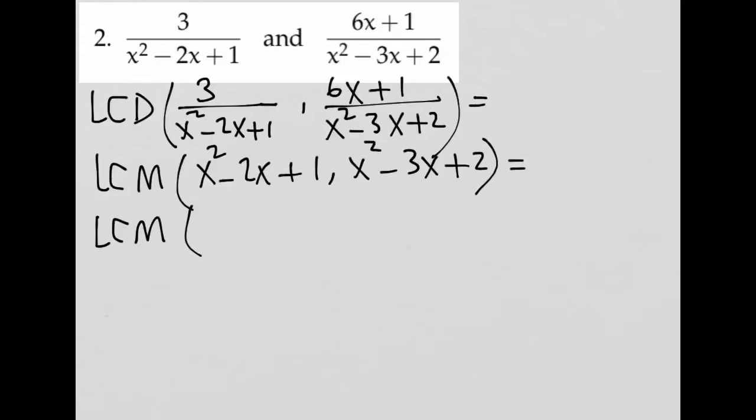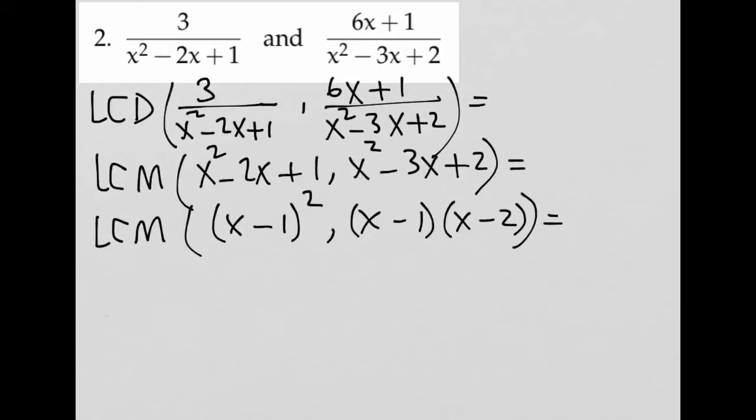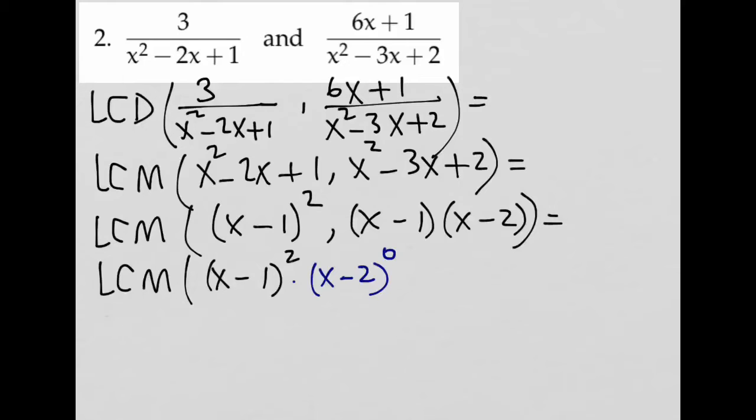x squared minus 2x plus 1 when factored gives x minus 1 squared, and x squared minus 3x plus 2 when factored gives x minus 1, x minus 2. That's equal to the LCM of x minus 1 squared. I'm going to introduce a power of x minus 2, so that's x minus 2 to the power 0. Notice that's equal to 1. And the second expression is x minus 1, x minus 2.